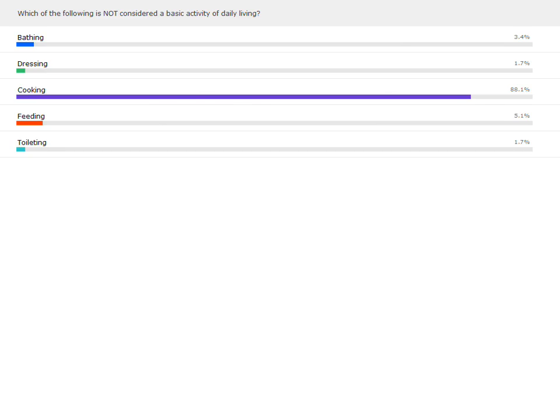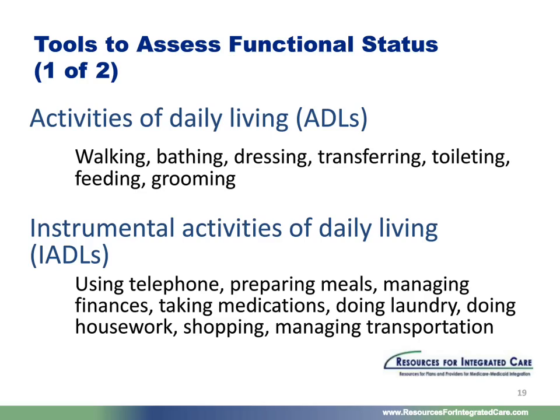So at the top here are the activities of daily living. Sometimes they're called basic activities, sometimes they're called essential activities, but they include walking, bathing, dressing, transferring, toileting, feeding, and grooming. And these are activities that are essential to day-to-day living, and they, in most cases, need to be completed. If they cannot be completed by the patient, they'll need assistance to have those completed.